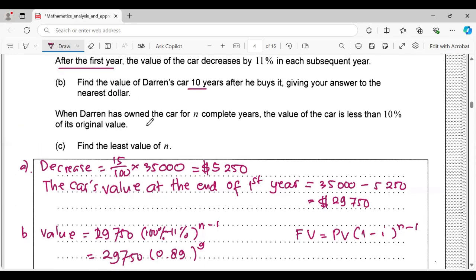Vendelin has owned the car for n complete years. The value of the car is less than 10% of its original value. It means 10% of 35,000. Find the least value of n.